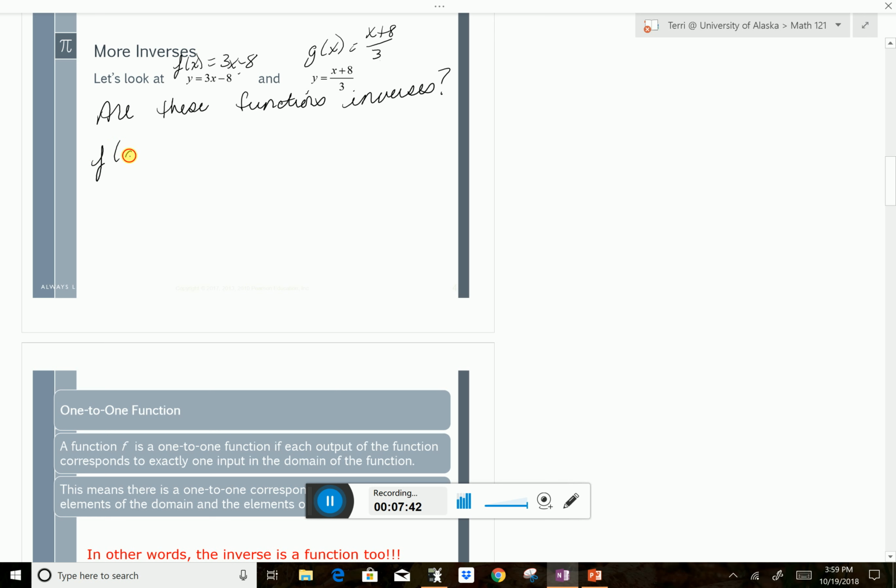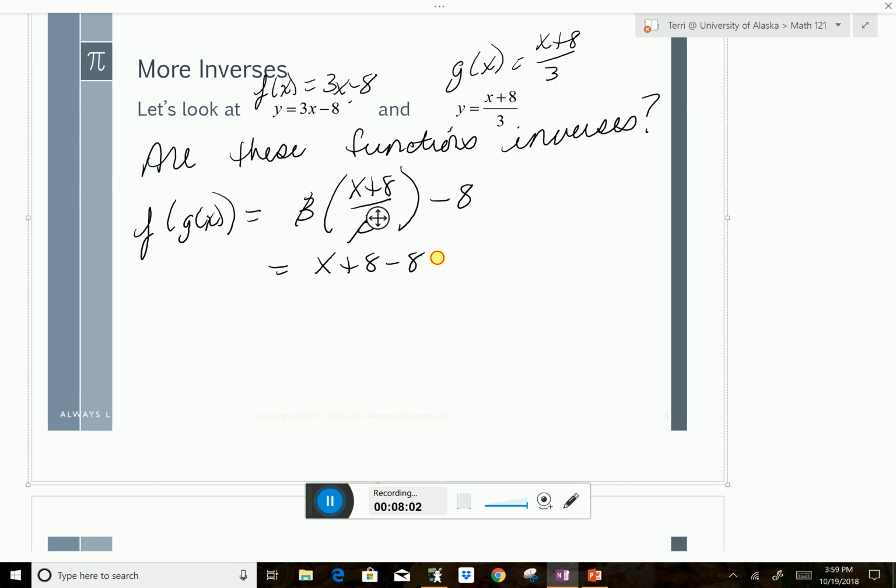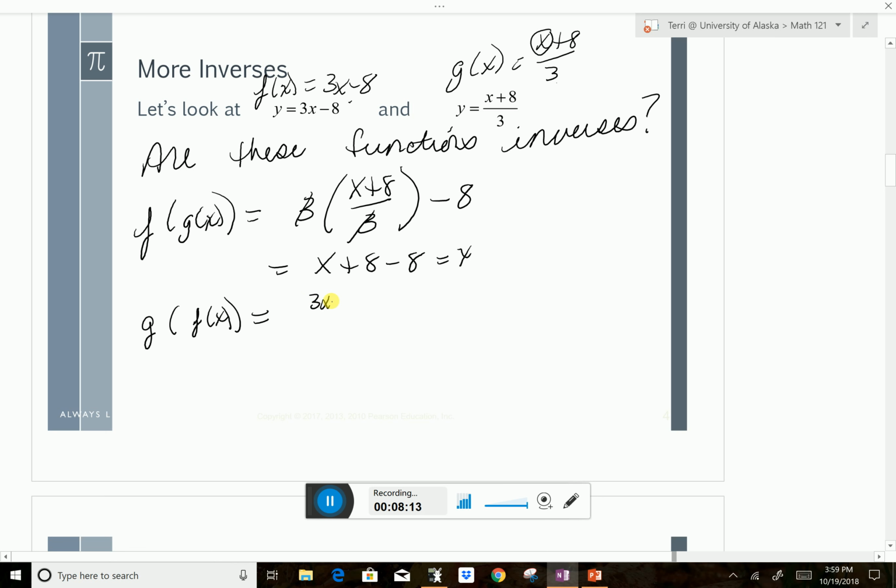Well, to figure that out, we find f of g of x. So 3 times (x plus 8) over 3, minus 8. These 3's cancel. I end up with x plus 8 minus 8, and I end up with x. So let's go the other direction and make sure this is still giving me back what I started with. Now I'm going to take this x and put in this. So I have 3x minus 8, plus 8, divided by 3. Negative 8 plus 8 is zero, so it's 3x over 3, which is x.